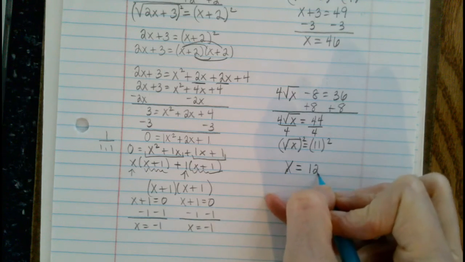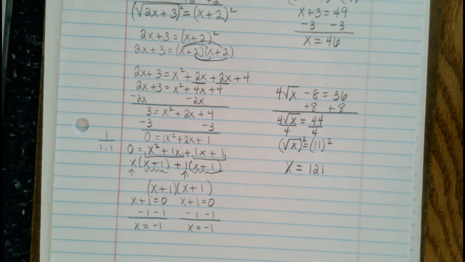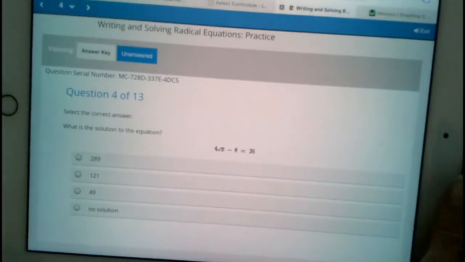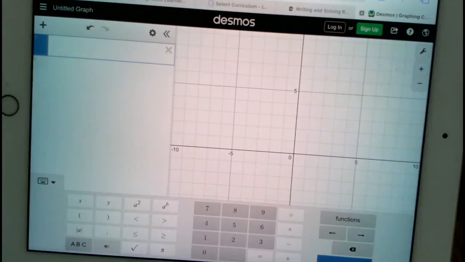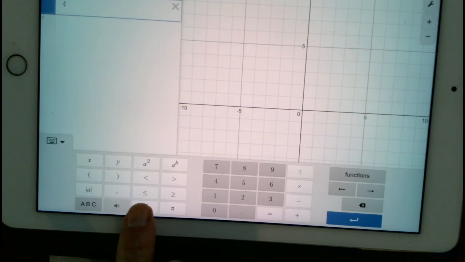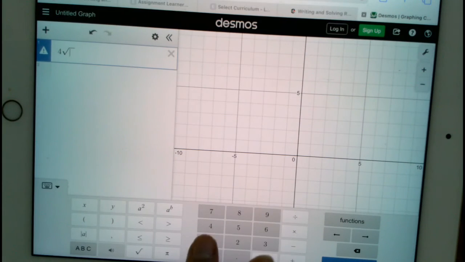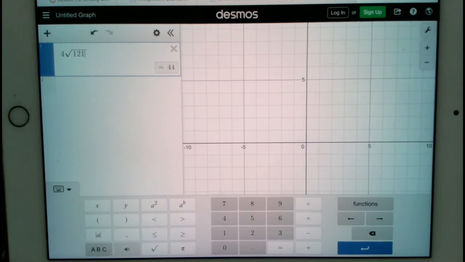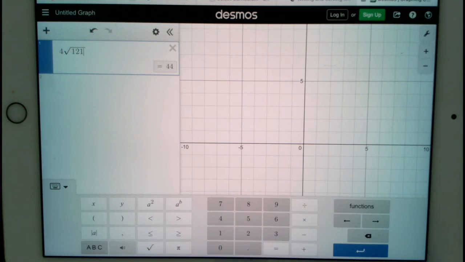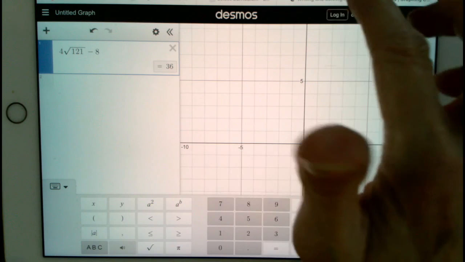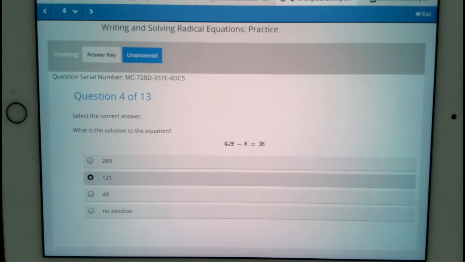11 squared is 121. And now we're going to go over to Desmos, and we're going to check that in Desmos. So again, it's going to be 4, and then the square root is down here at the bottom, square root of 121, because that's the value we just found. 4 times the square root of 121, arrow out of that, minus 8. And we want that to equal 36 because that's what's on the other side of the equation. And sure enough, it does. So when we go back to this problem, 121 is our solution.